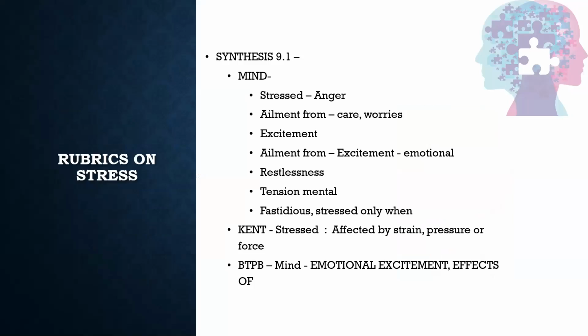Now, we'll see a few rubrics on stress. I've just taken very few. Synthesis 9.1, that is the mind chapter. We go to stressed, anger. We have ailments from care, worries, excitement, mostly mental excitement, ailments from excitement, emotional, restlessness, tension, mental, fastidious, stressed only when. In Kent's repertory also, you can see stressed, affected by strain, pressure, or force. BTPB, if you go, we have mind, emotional excitements, effects of. These are a few rubrics which are based on stress.